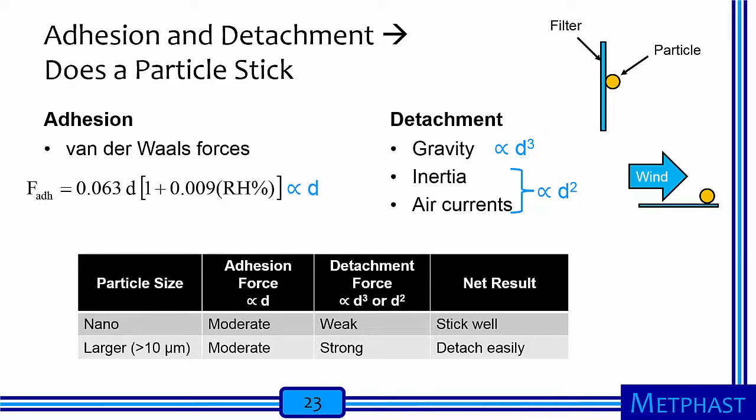If we consider a particle on a filter being shipped by FedEx, larger particles will have much greater likelihood of falling off the filter because they have more weight and want to keep moving when a shipping box comes to an abrupt stop as the package hits the ground. Air currents also can pick up particles such as wind-blown dust from a stockpile. The net result is this. The force of adhesion is fairly moderate with all size particles. However, detachment forces are much stronger for large particles. Consequently, nanoparticles stick really well, and particles larger than 10 micrometers detach from things really easily.